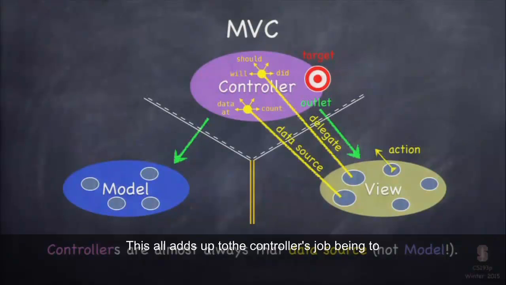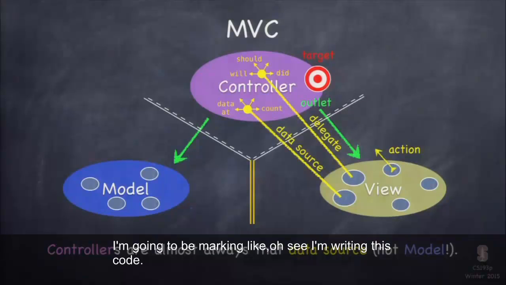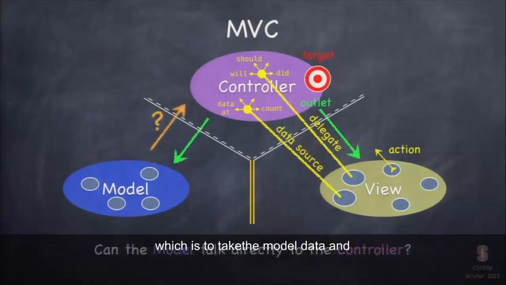Okay. This all adds up to the controller's job being to interpret and format the model's data for the view. That's the controller's job. And when we do our demo, I'm going to be remarking, oh, see, I'm writing this code to make the controller perform its job, which is to take the model data and put it on screen using its view minions. Okay, that's what the controller does.